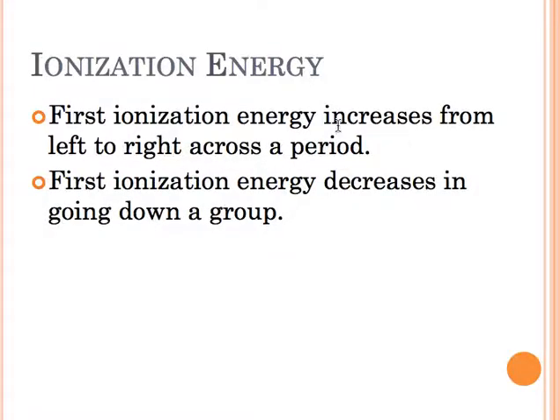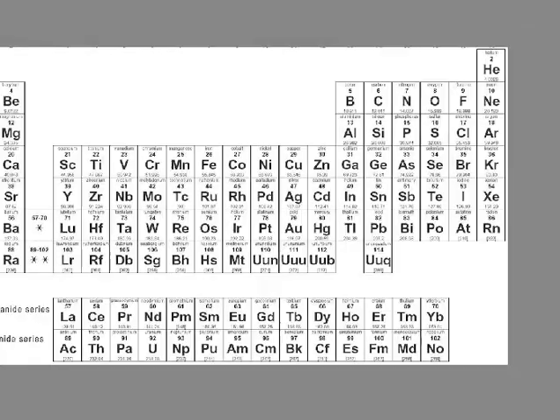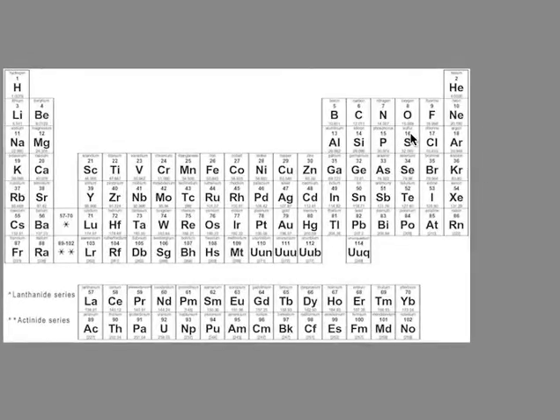So first ionization energy, the trend is going from left to right, it increases, okay? And the ionization energy decreases going down a group. Okay, so let me just pull up my periodic table here and see if this helps to make a little bit of sense here.